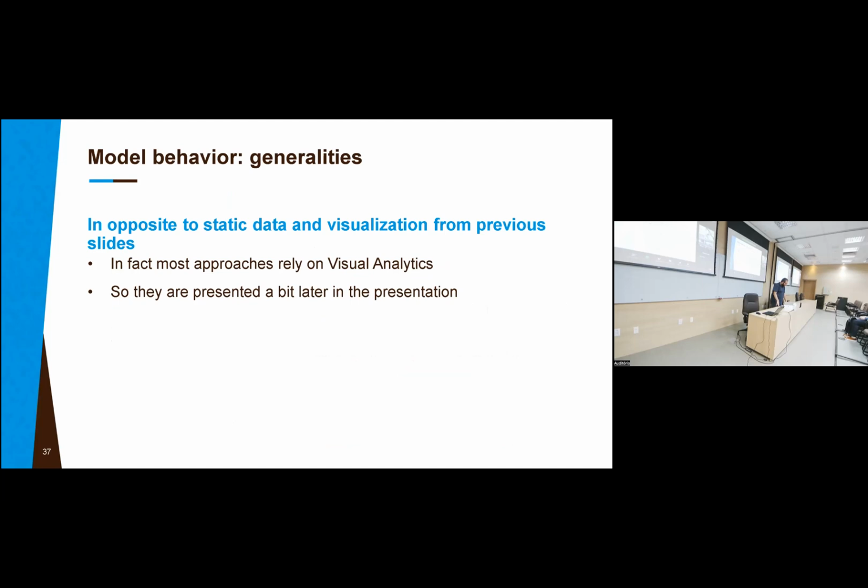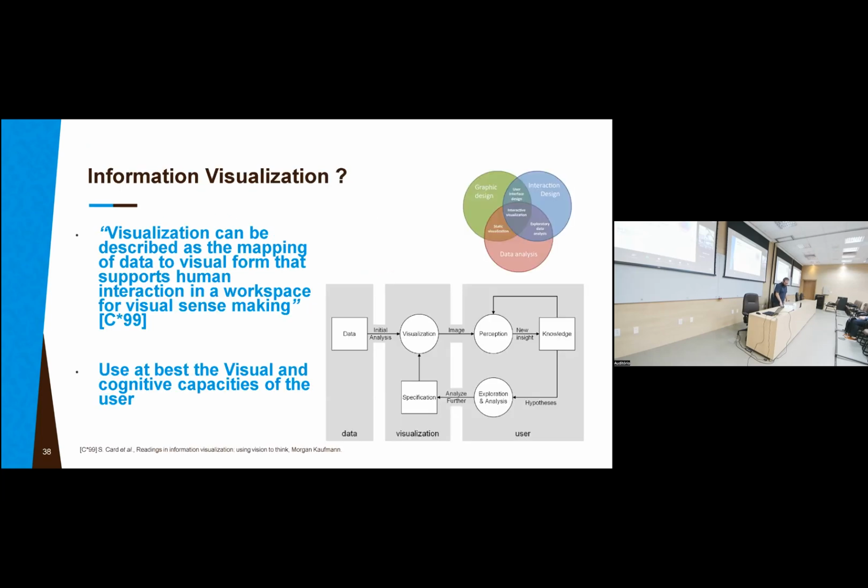But most works related to this model behavior category come from the information visualization community. So I will explain them later, because you need to use visual analytics to really do that. So what is information visualization? Visualization can be described as a mapping of data to visual form that supports human interaction in a workspace for visual sense making. So this is the definition.